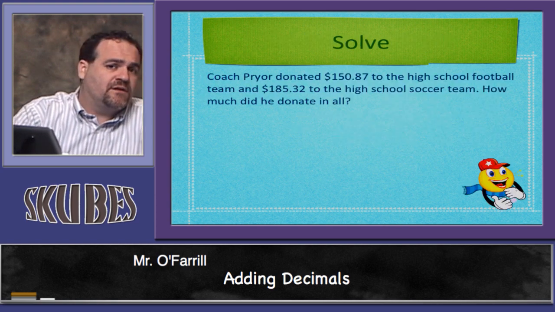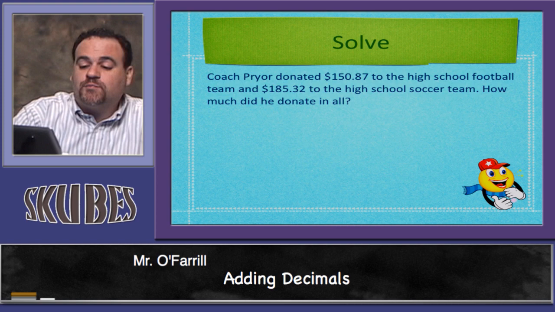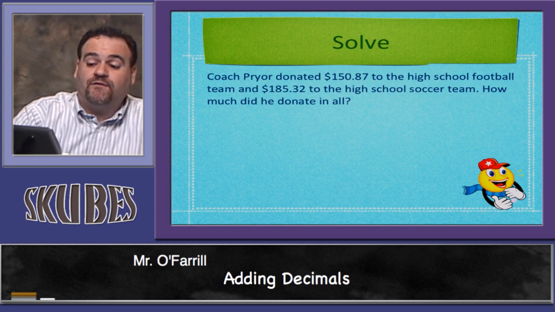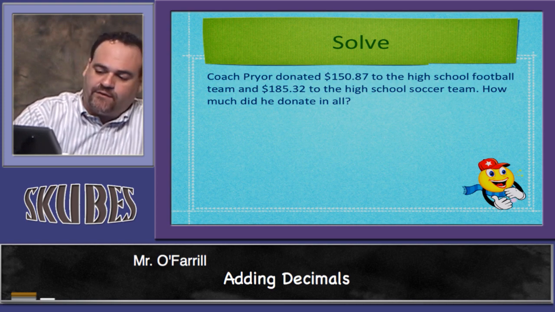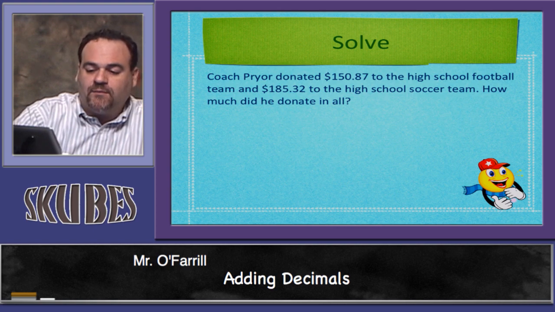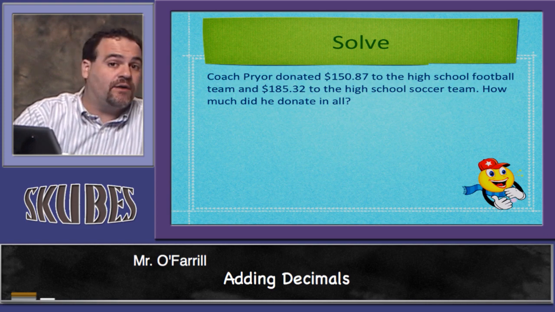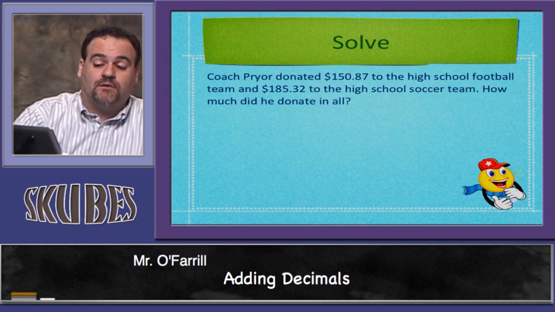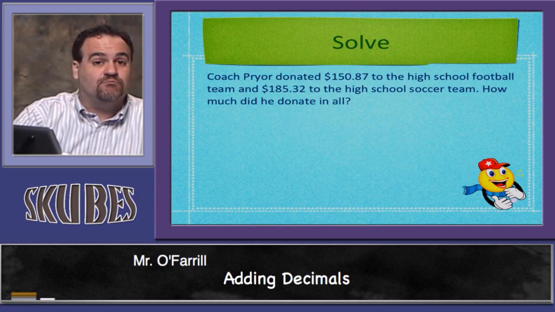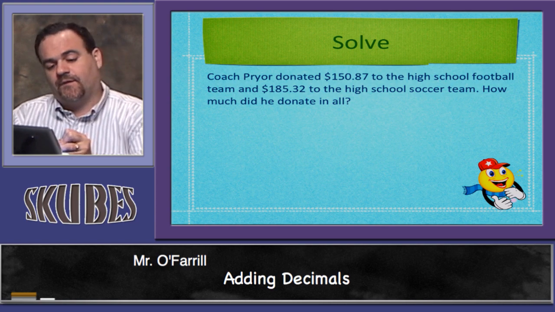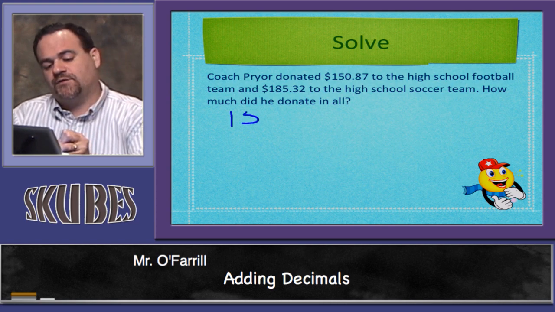So let's put these type of skills into context. Coach Pryor donated $150.87 to the high school football team and $185.32 to the high school soccer team. How much did he donate in all? So like our prior problems, we're going to be adding these two decimals, in this case money, together. We'll start with 150.87.